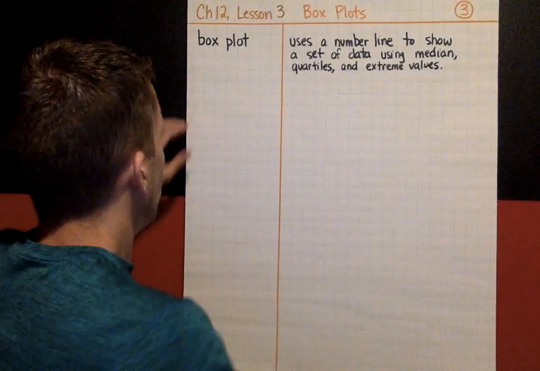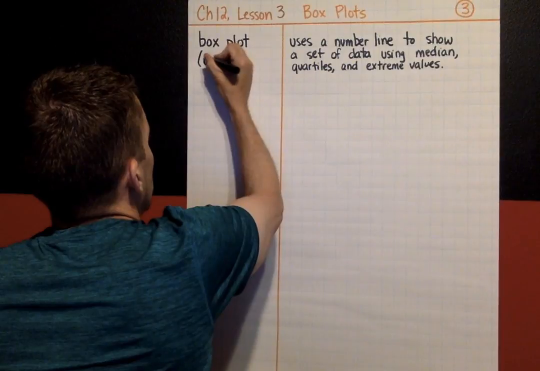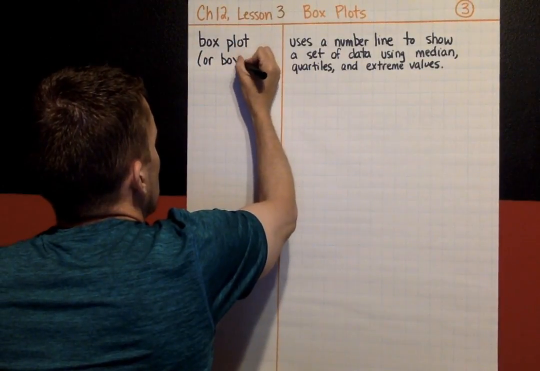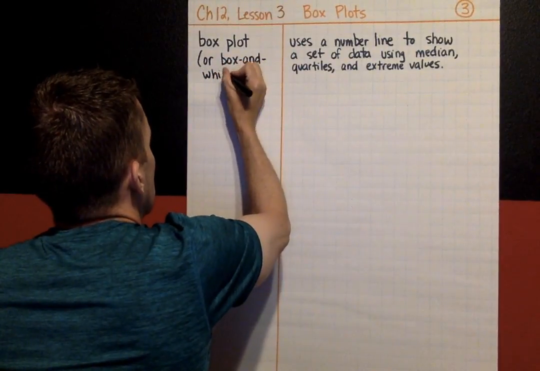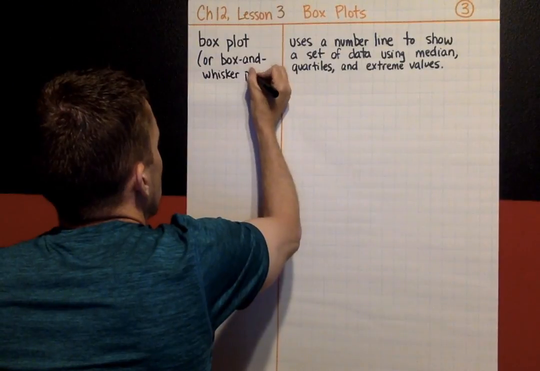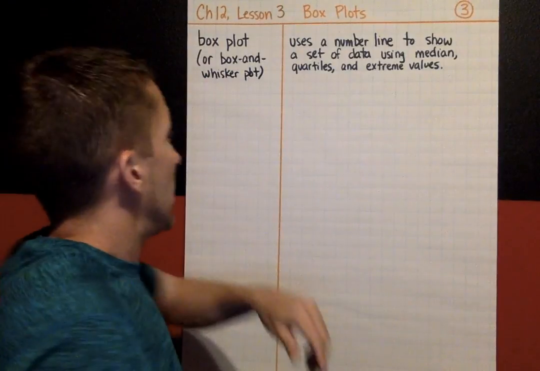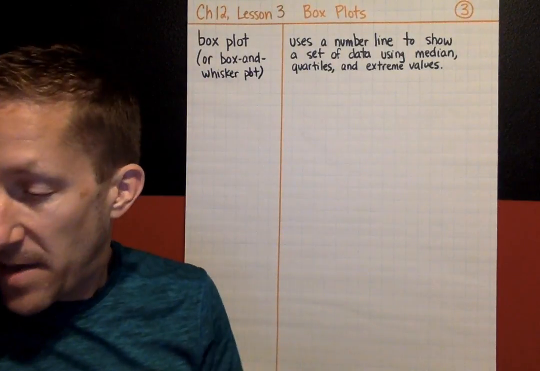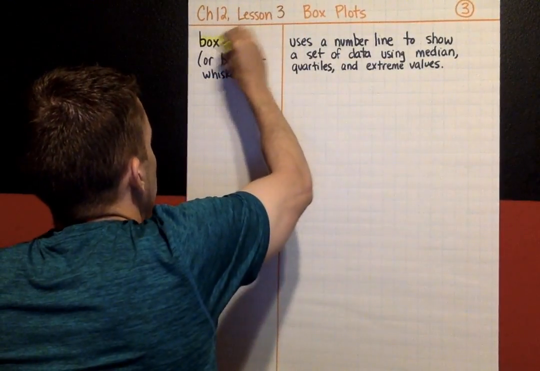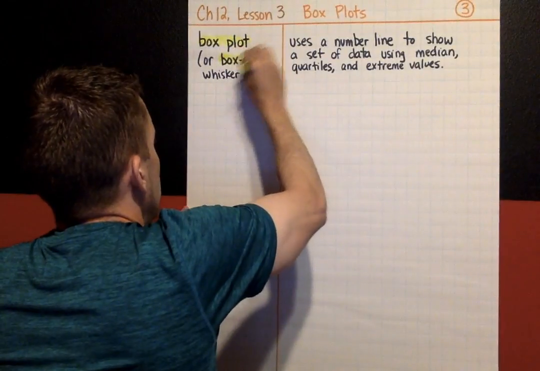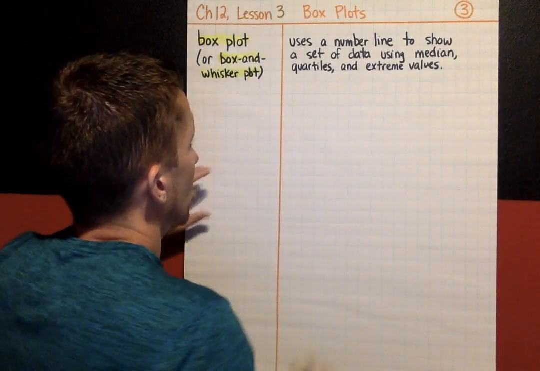A box plot is also known as a box-and-whisker plot. So I'm going to put that in parentheses: box-and-whisker plot. So, box plot or a box and whisker plot. Those are the same thing. So let's highlight some of the key points there. Box plot, also known as a box and whisker plot. As we make one, you'll see where the word whisker comes from.